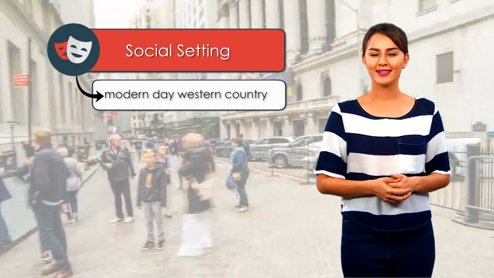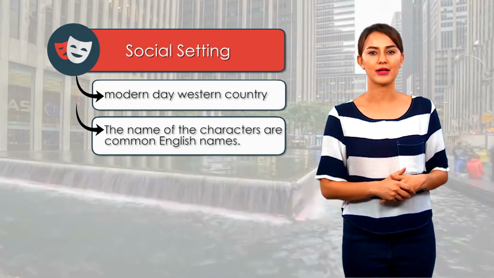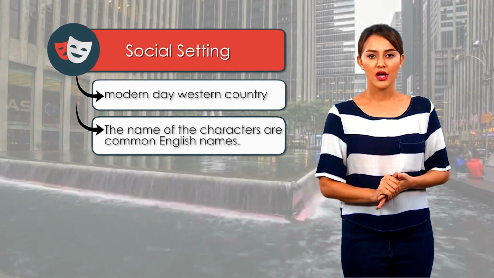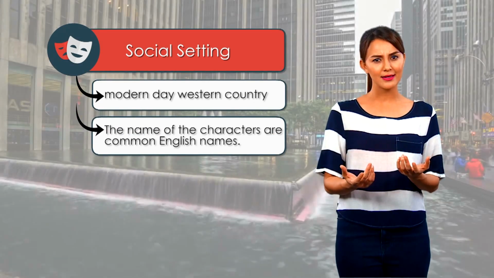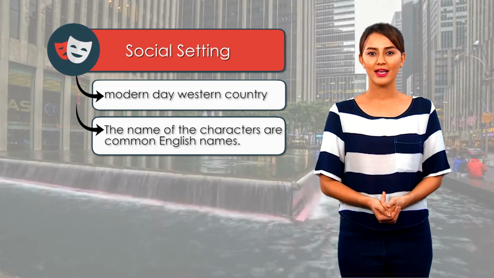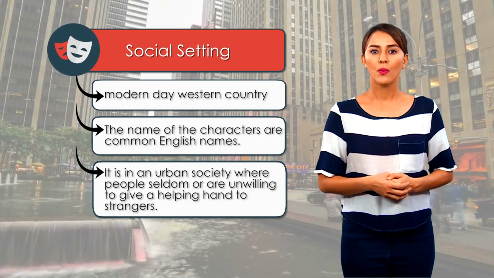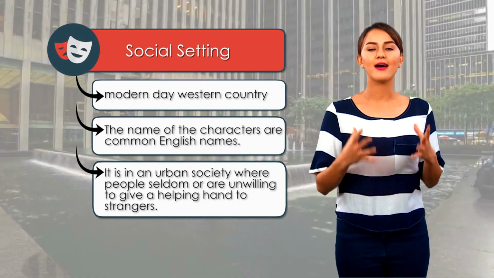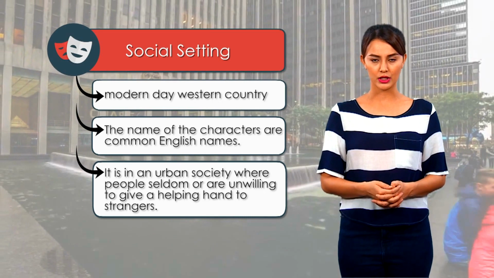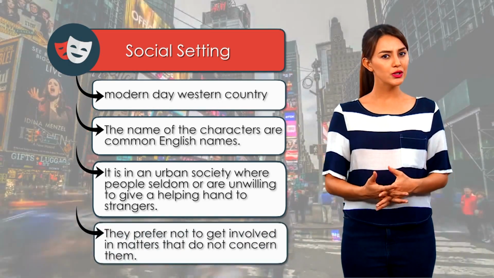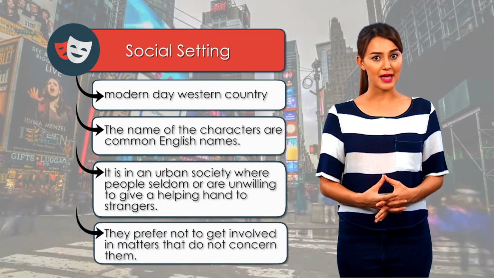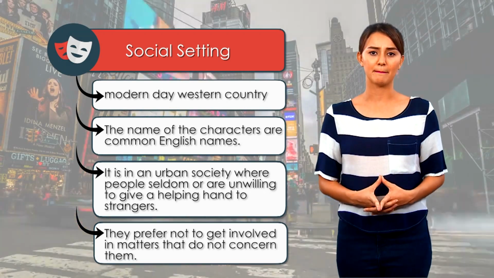But how do we know? Well, the names of the characters are common English names. For example, Rebecca, Patrick, and David. We also know that this is set in an urban society where people seldom or are unwilling to give a helping hand to strangers. They also prefer not to get involved in matters that do not concern them.